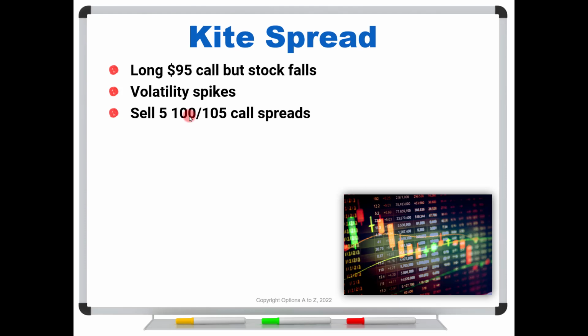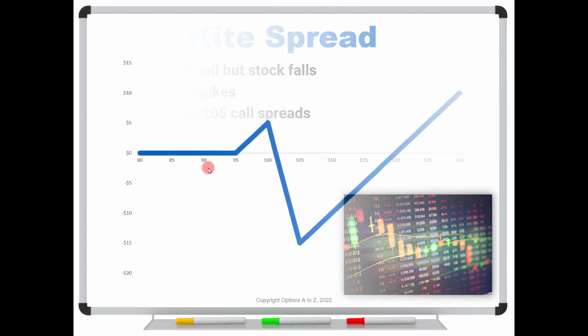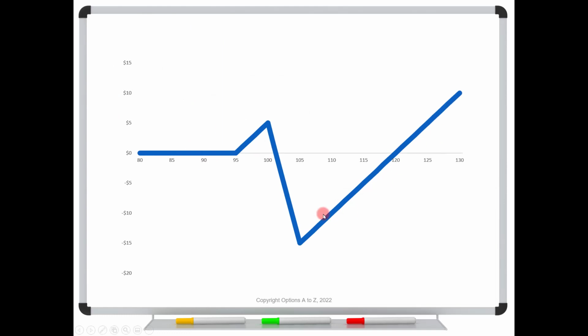And what have we done? We've offset the cost of this call. And so we might get into this type of a profile. So maybe our long 95 call might have cost us $5 down here. But by selling off these spreads, we've lifted this left portion up, potentially even into positive territory. We can make a gain if the stock sits below this short strike.